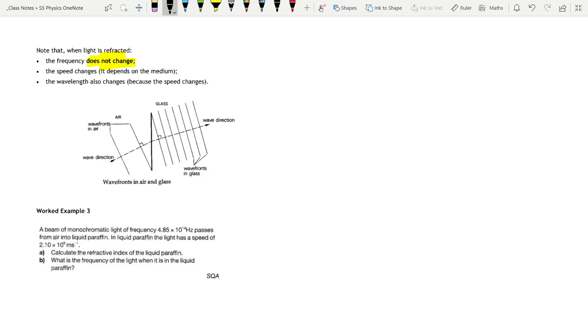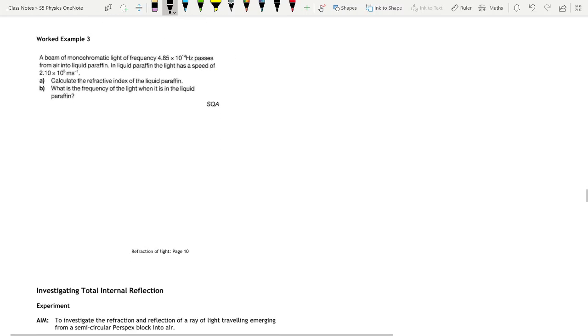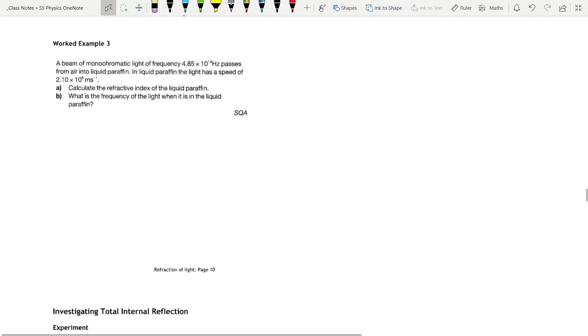So worked example 3. A beam of monochromatic light of frequency 4.85 times 10 to the 14 hertz passes from air, so n1 is air, 1, into liquid paraffin. In liquid paraffin, the light has a speed of 2.1 times 10 to the 8 meters per second. First of all, calculate the refractive index of the liquid paraffin. So part A.